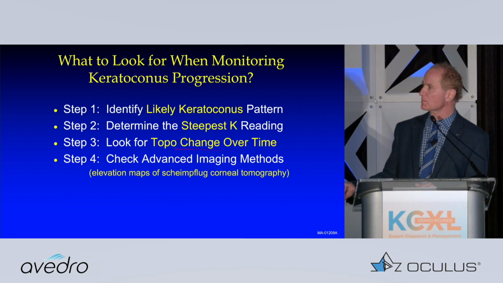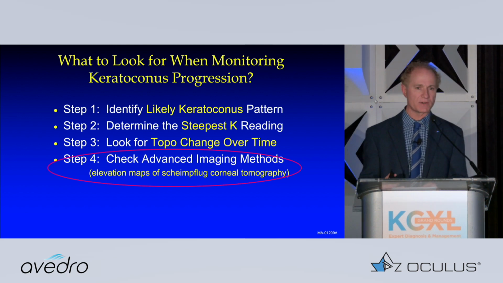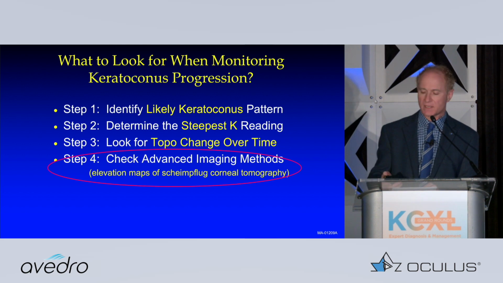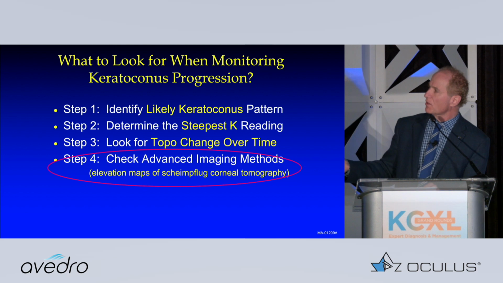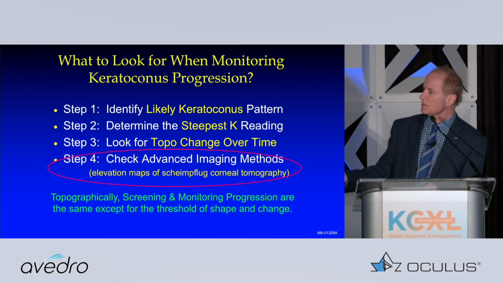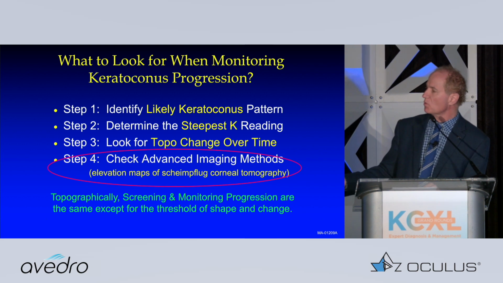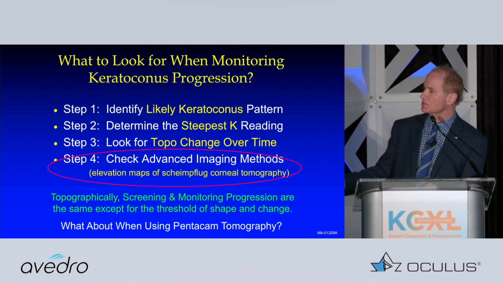So you always want to look at the latest technology. But let's talk a little bit about the monitoring and progression for keratoconus in terms of cross-linking. Some of those indicators are essentially the same. I'm looking for early keratoconus patterns, steepest K, topographic change, and of course some of those advanced tomographic images. So topographically, it's really just more of a threshold of shape and progressive change, whether it's a screening issue or whether it's looking at progression monitoring for cross-linking.